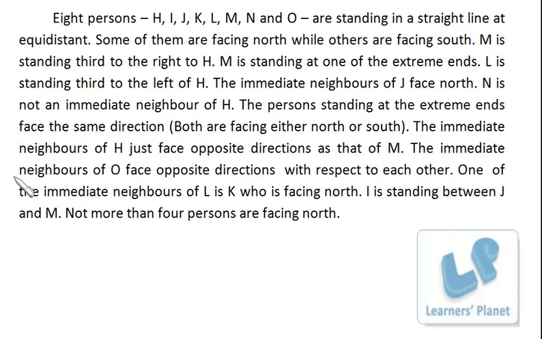Now we have this set of questions. In this particular set we have 7 questions. First of all, we just have to go through the information and note it down. Here we have to arrange 8 persons standing in a straight line.